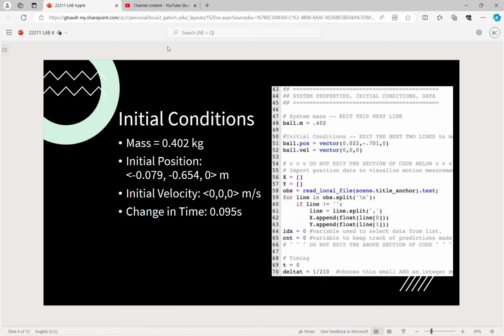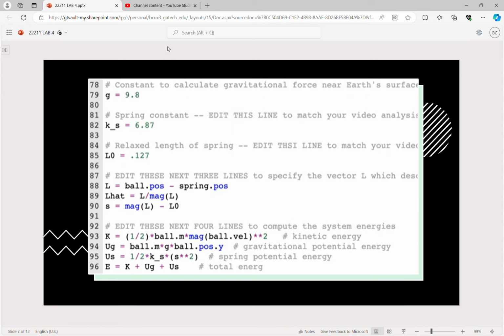Initial conditions. We were given that the mass is equal to 0.402 kilograms, and the initial position, which I found through Tracker, was negative 0.079, negative 0.654, and then 0 meters. The initial velocity, because the object was at rest, was 0. The change in time was 0.095 seconds, which is how long the video went on for. To the right of it, you can see our code, which shows these exact initial conditions.